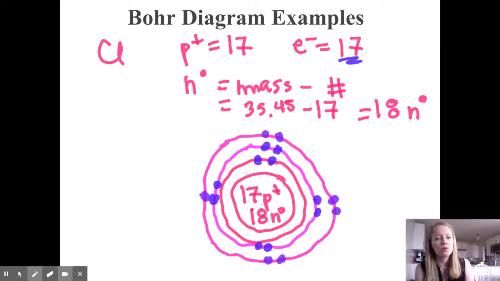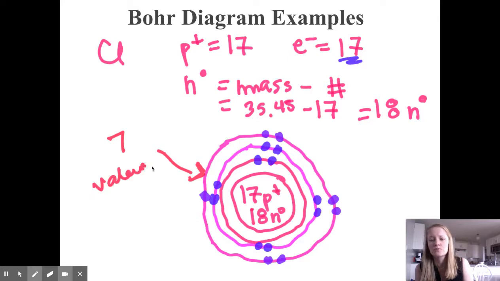Now, I mentioned that we would learn what valence electrons are. So obviously these are the total amount of electrons, but valence electrons are actually just talking about our last energy level right here, and the amount of electrons that are in it. In this case, chlorine actually has 7 valence electrons.